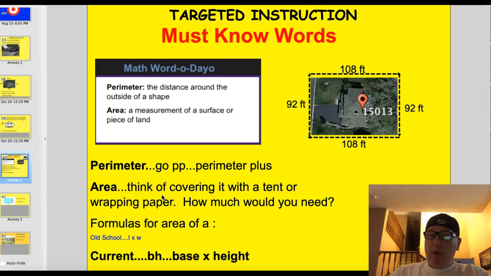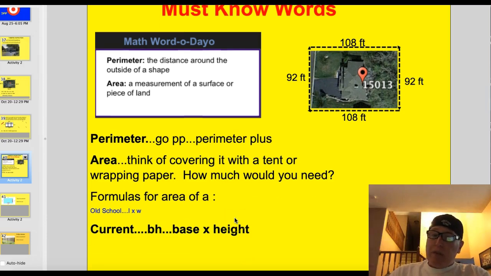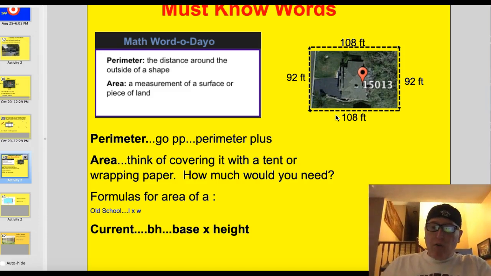All right. Area, I want you thinking of covering something with a tent or wrapping paper. How much would you need? A couple of formulas for area. The old school formula is length times width. And you can see I put it in small blue letters down there. But really, I want you to get into this thinking of base times height. Base times the height. Is it really the same as length times width? Yes, but we want to use those terms base times height because it's going to make your formulas for all kinds of volume and other area of all other shapes much, much easier if we can just be consistent.